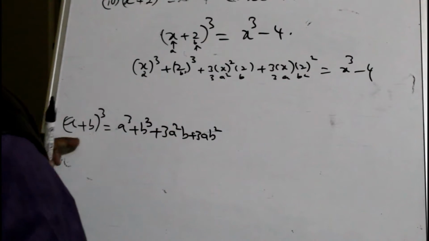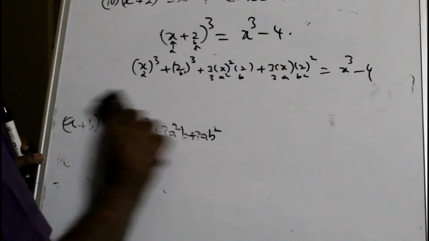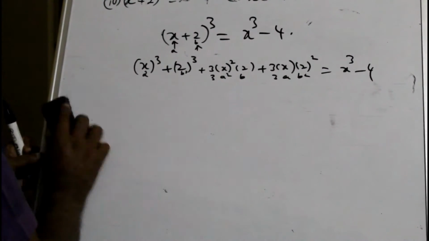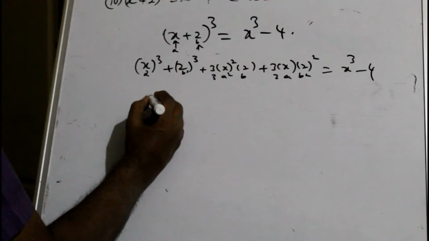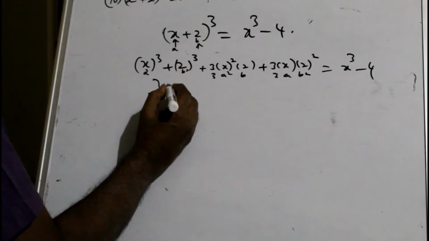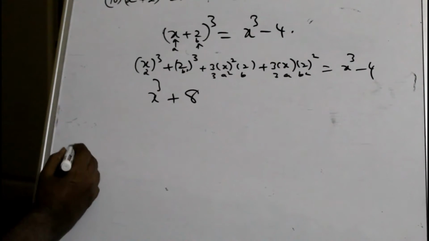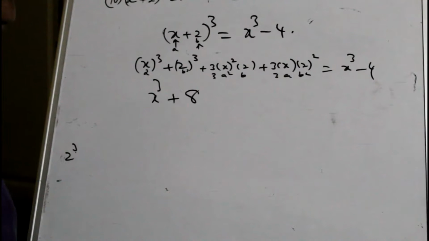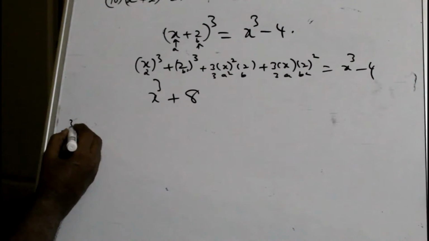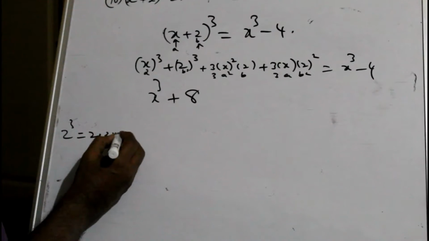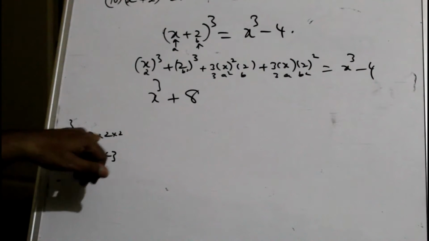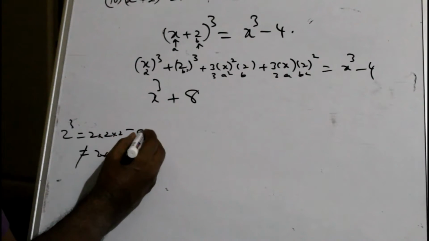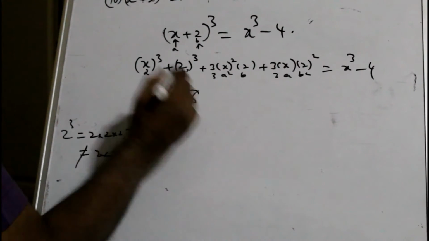So instead of a and b, there is x and 2. Now we expand it. After expanding, you remove the brackets. X the whole cube is nothing but x cube. 2 cube is nothing but 8. Look here, 2 cube is 2 into 2 into 2, 3 times. So 2 cube is equal to 2 into 2 into 2, not 2 into 3. So 2 cube is 8, not 6. So 2 cube is 8.